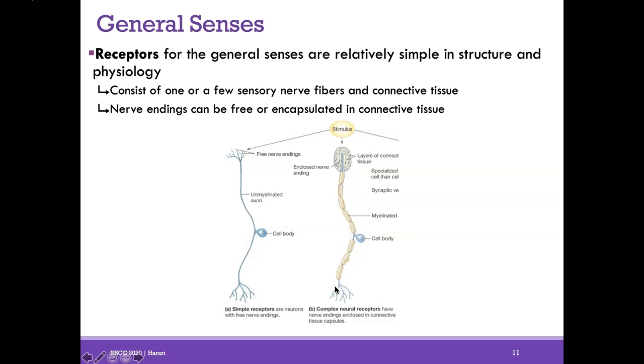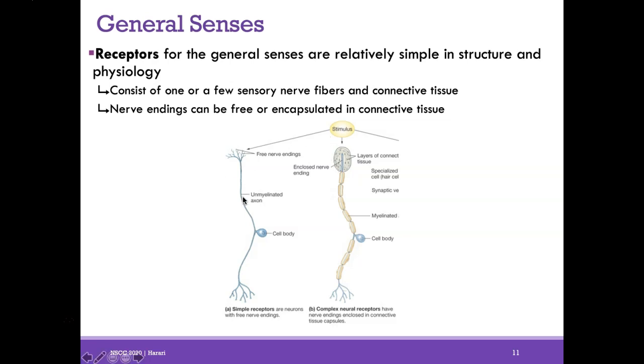In this case, if it's the central nervous system, it would be oligodendrocytes. If it's the peripheral nervous system, they're Schwann cells. And this is connective tissue that's wrapped around the nerve ending. What this usually does is enhance the sensitivity of the nerve fiber, or make it more selective with respect to which modality it can respond to. So these encapsulated nerve endings are usually more complex and more sensitive.